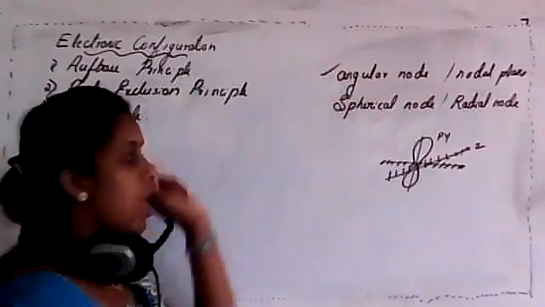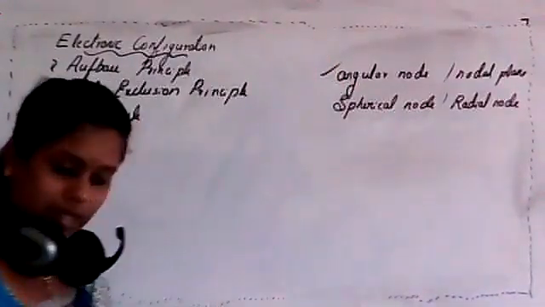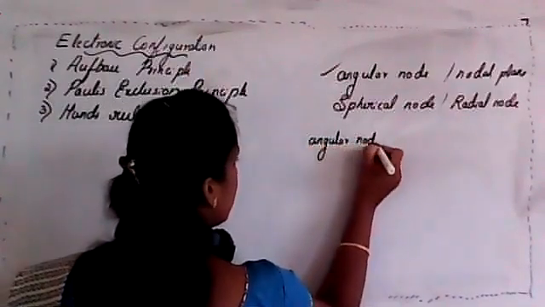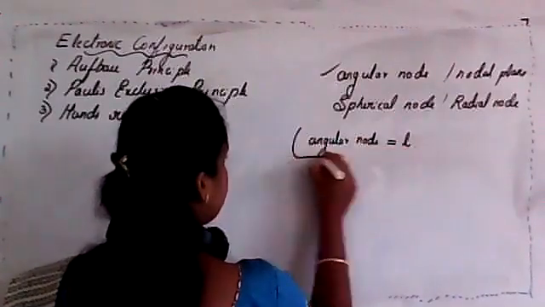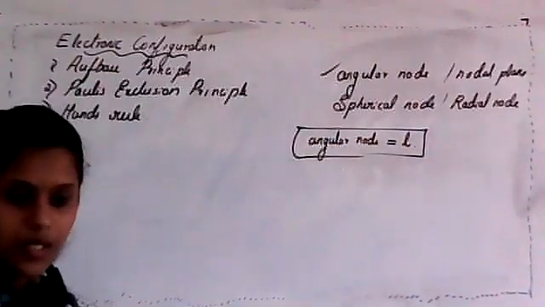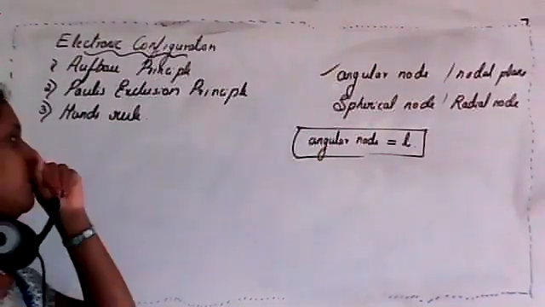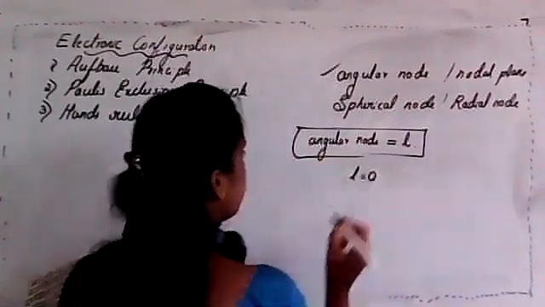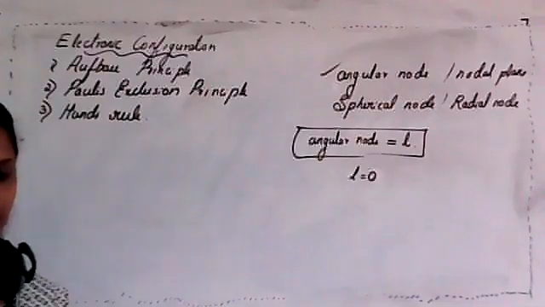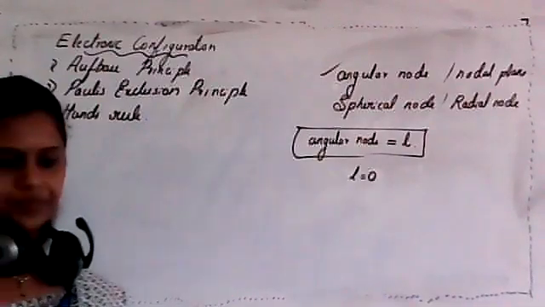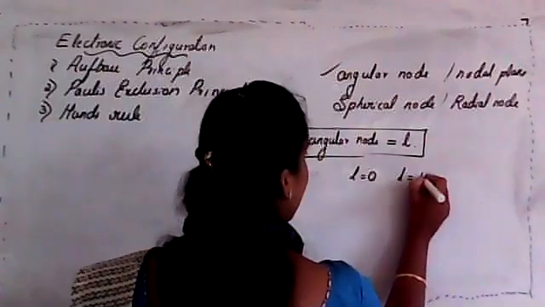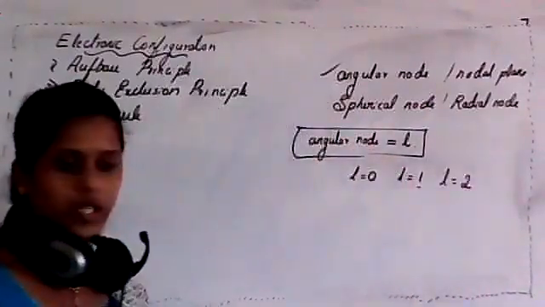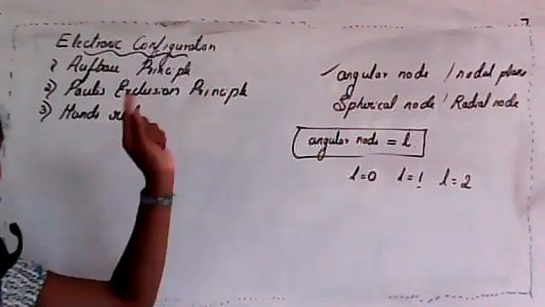Angular node is always equal to L. Clear? If I consider L equals 0, what about the angular node, students? How many angular nodes are there? 0. If I consider L equals 1, angular node is 1. If I consider L equals 2, angular node equals 2. Clear? So this is about angular node.